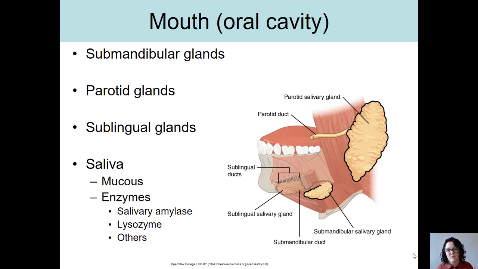We're not going to talk about the differences in their secretions, so we're just going to talk about saliva in general. So all of these glands produce saliva. Saliva is mostly water. It also contains some mucus, and it also contains some enzymes for digestion. One example is salivary amylase, which is an enzyme that helps us to break down carbohydrates. Lysozyme is also present in saliva, and this is actually an enzyme that helps to kill bacteria that come in with our food. There's a lot of other stuff in there too, but those are the basics.